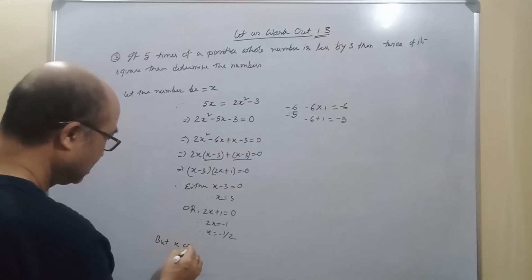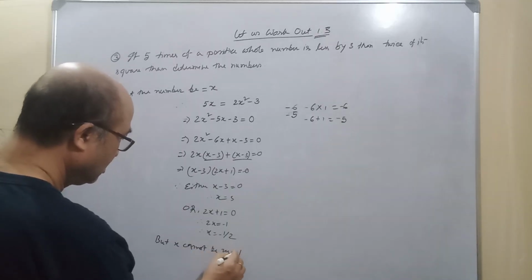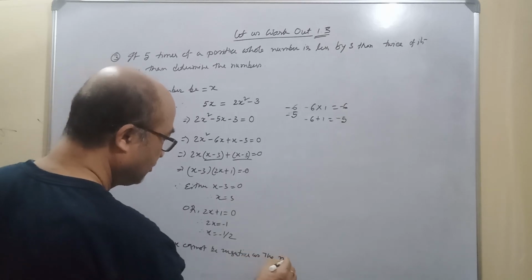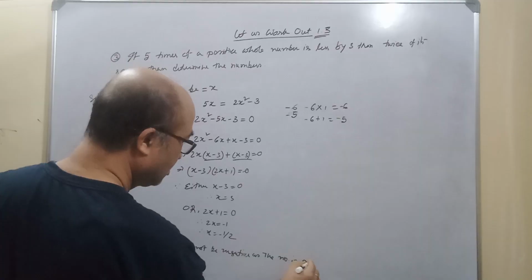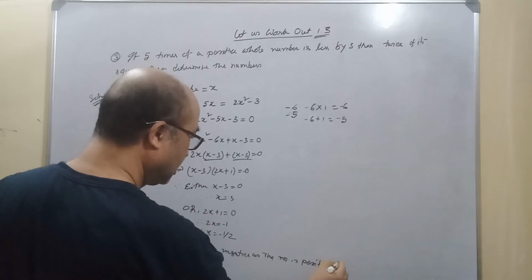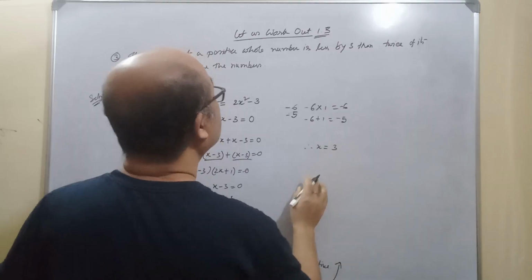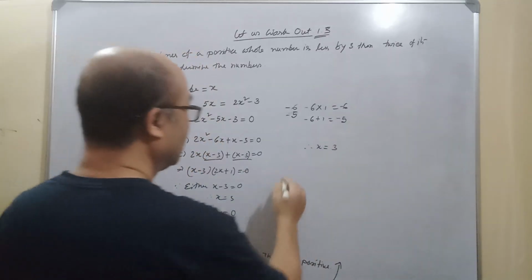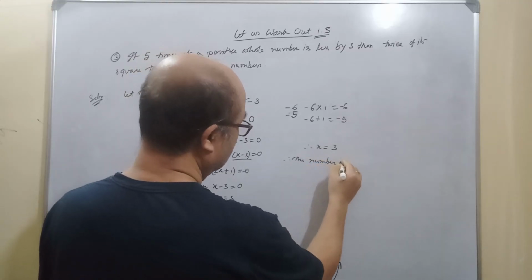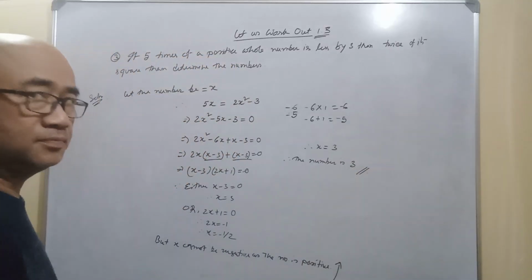But x cannot be negative as the number is positive, right? So let's complete here. Hence x is equal to 3. Hence the number is 3, and that is your answer.